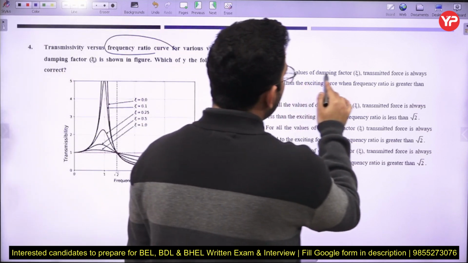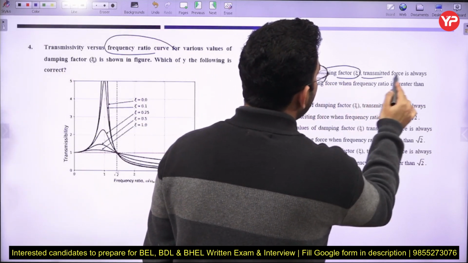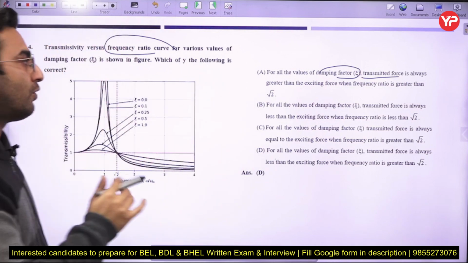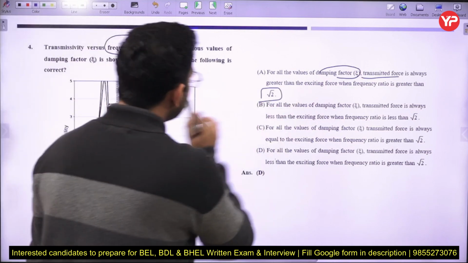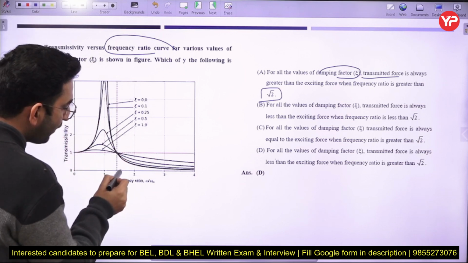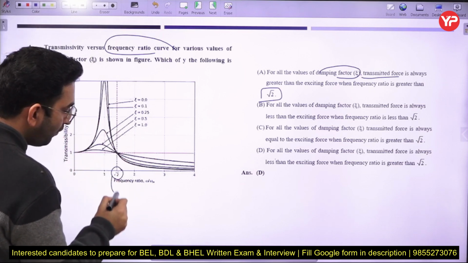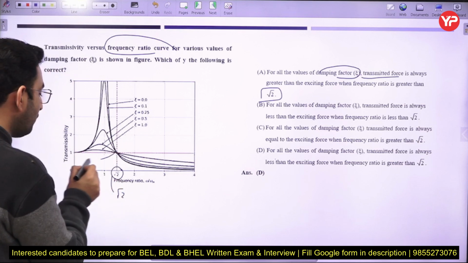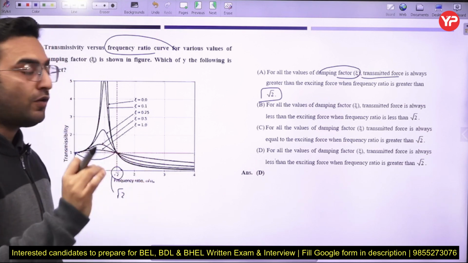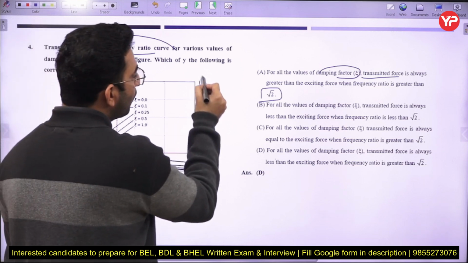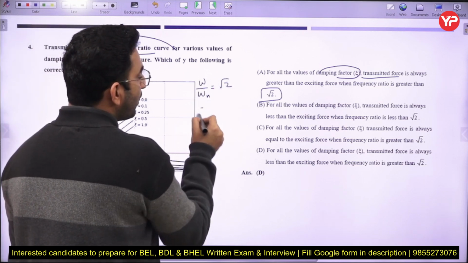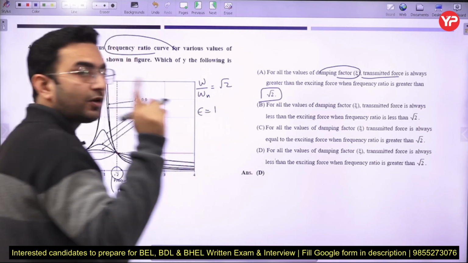For all values of the damping factor zeta, the transmitted force is always greater than the exciting force when the frequency ratio is less than √2. Here you can see some observations. We have a frequency ratio of √2, and corresponding to √2, the value of the transmissibility is going to be 1. That means if the frequency ratio, omega by omega n, is equal to √2, the corresponding transmissibility is equal to 1.